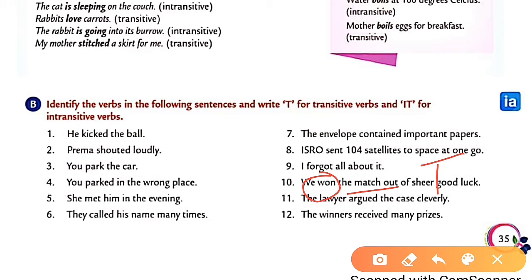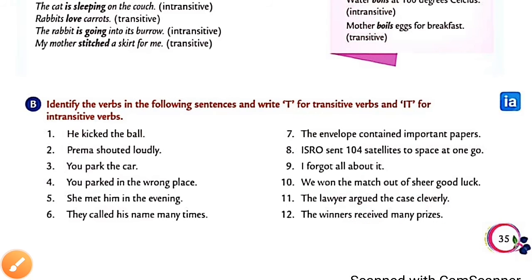Number 11, "The lawyer argued the case cleverly." What is the verb? Argued the case, right? The case is the object, so it is a transitive verb. Number 12, "The winners received many prizes." Received is the verb, and is there any object? Yes, definitely there is an object, prizes, so it is a transitive verb. Guys, this exercise is complete, up to number 12.